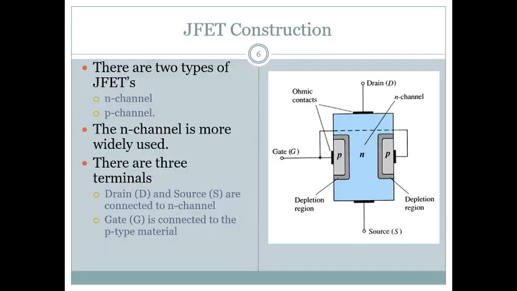The JFET construction. Now there are two types of JFETs, as I already discussed, N-channel and P-channel. N-channel is the most widely used version. Three terminals, as you can see here, gate, source and the drain. So although this is actually a cross section, what's actually there is like a cylinder.